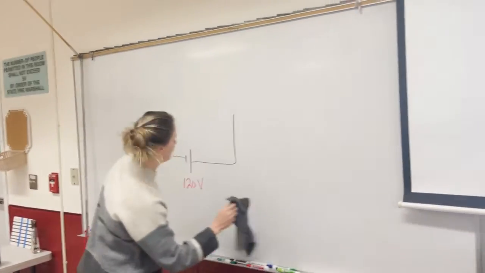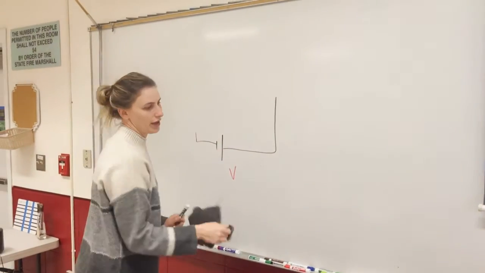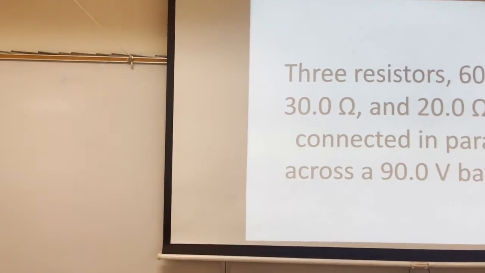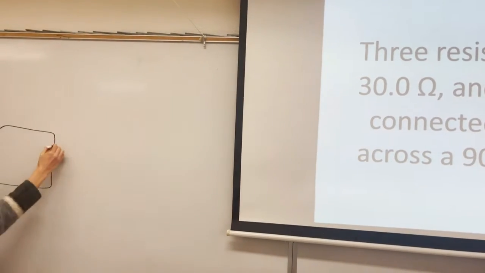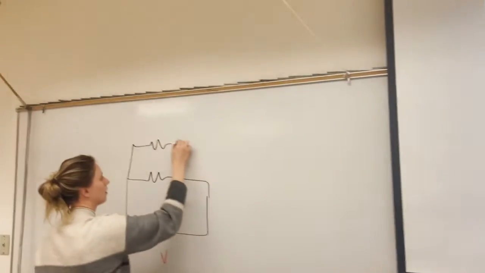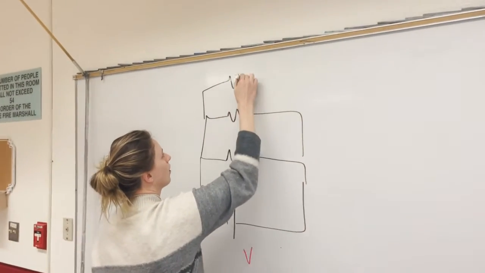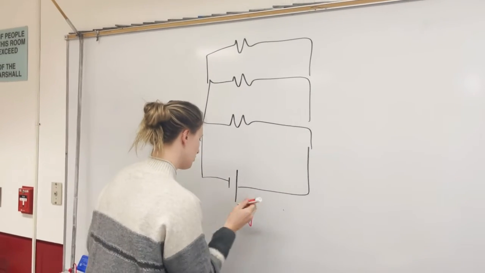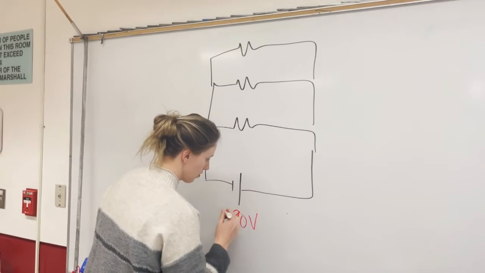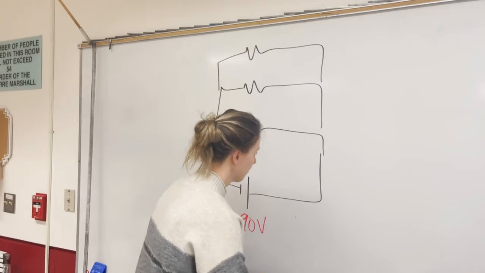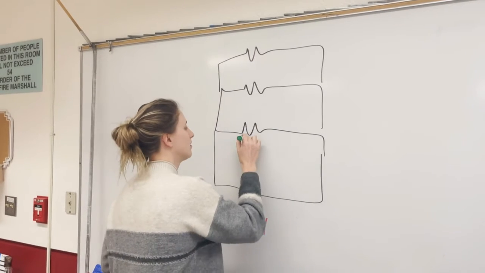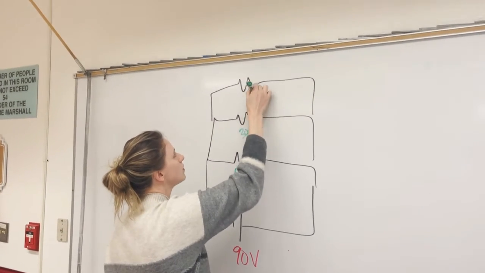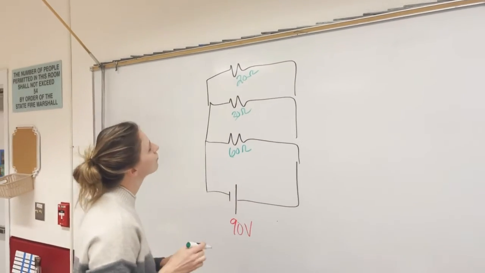How much voltage? 90 volts. And then three are in parallel: 60, 30, 20. Is that enough room? That's plenty. So 90 volts, and 60, 30, and 20.